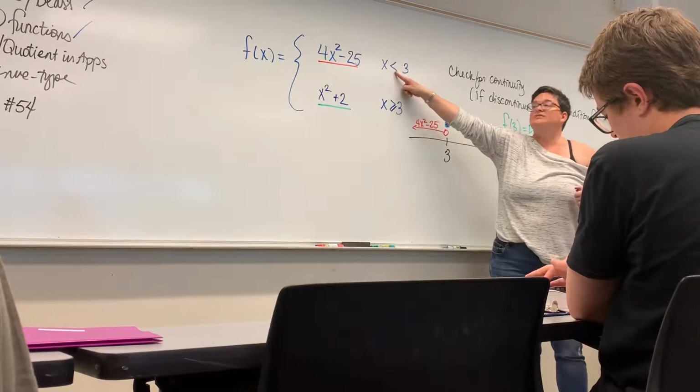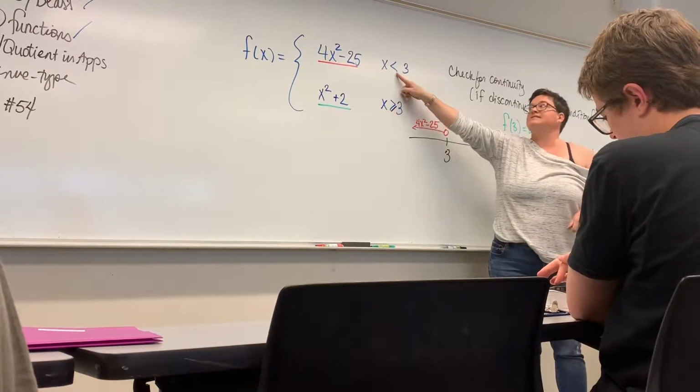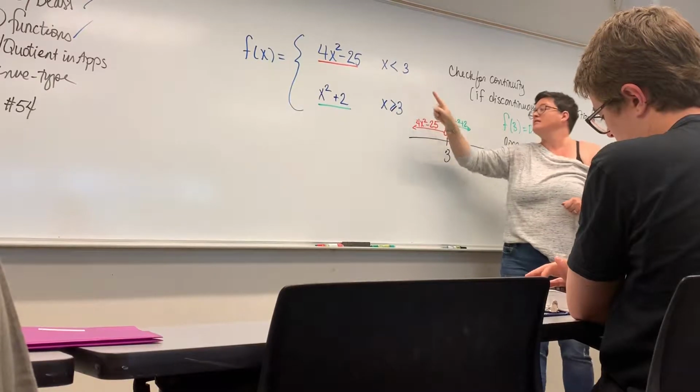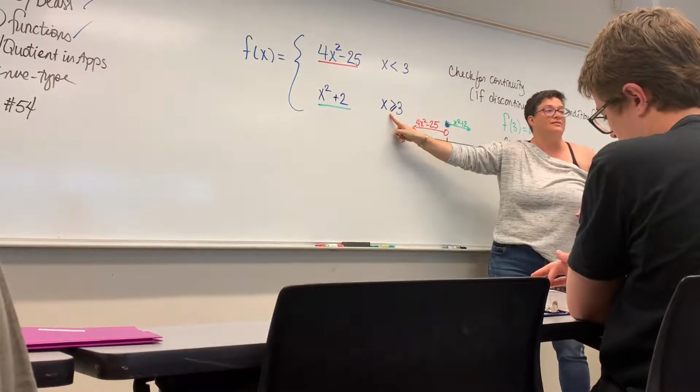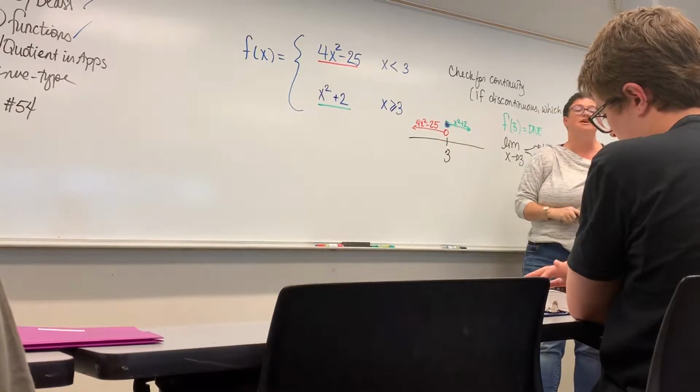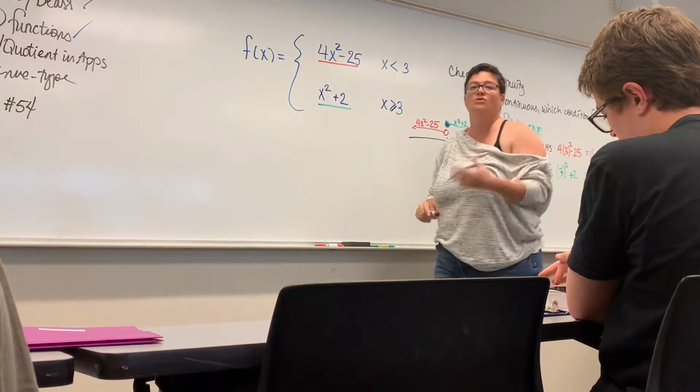It depends on the rule. Again, it's all about the rules. This is less than, not including 3, so that's an open circle. This is now greater than, including 3, so it's a closed circle. It's all about the rules. Those things are like gold, guys.